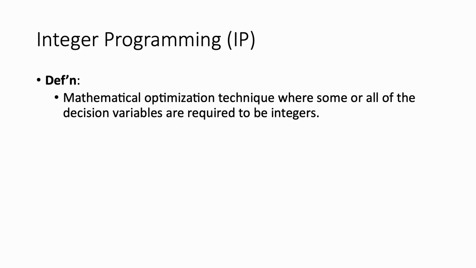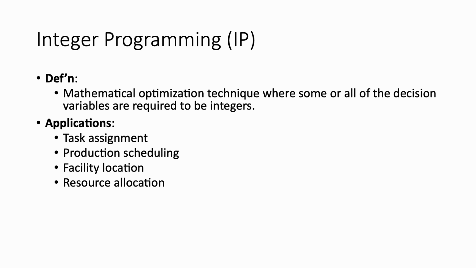So basically, ILP is a mathematical optimization technique where some or all of the decision variables are required to be integers. In ILP, we restrict our decision variables to whole numbers. This is realistic in many real-world problems. For example, you can't assign 2.5 workers or build half a factory. So there are specific problems that would require whole numbers. Such restrictions make the model more accurate, but also much more difficult to solve computationally.